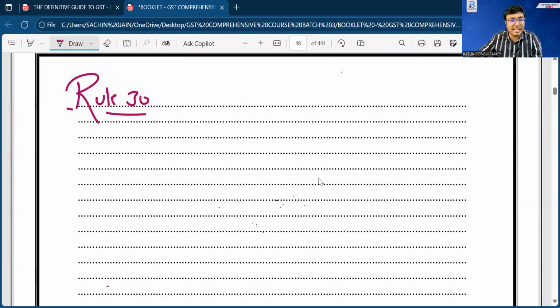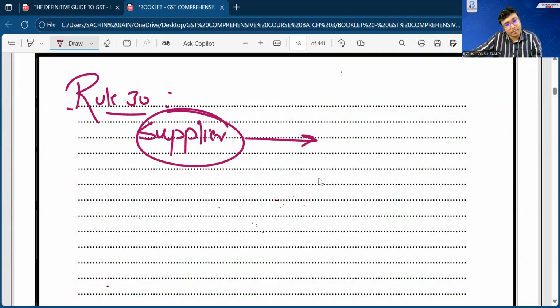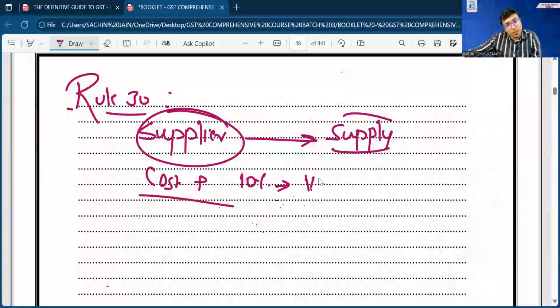Sir, what do you mean by this rule number 30? This rule number 30 is saying that when a supplier is going to make the supply, whatever will be the cost for that supplier, and cost we can identify from the books of accounts. So whatever will be the cost of the particular supply for the supplier, you just need to add 10% in cost. 10% of cost will become value of supply.